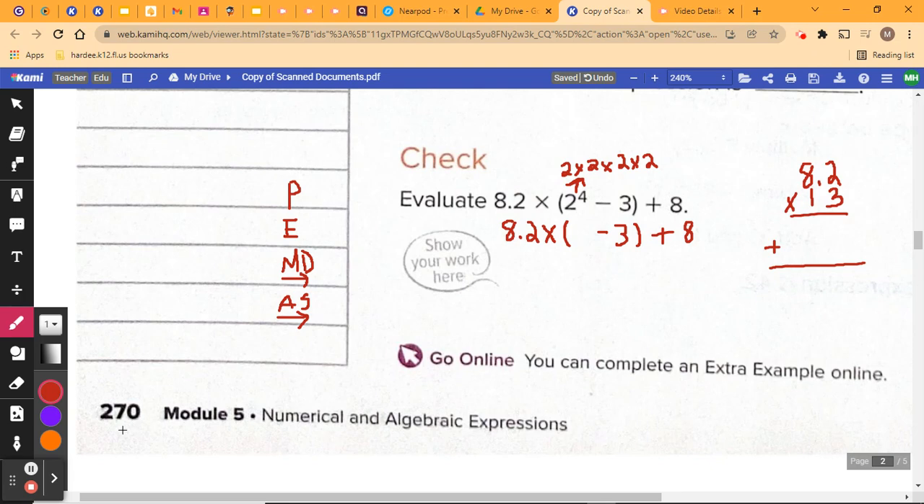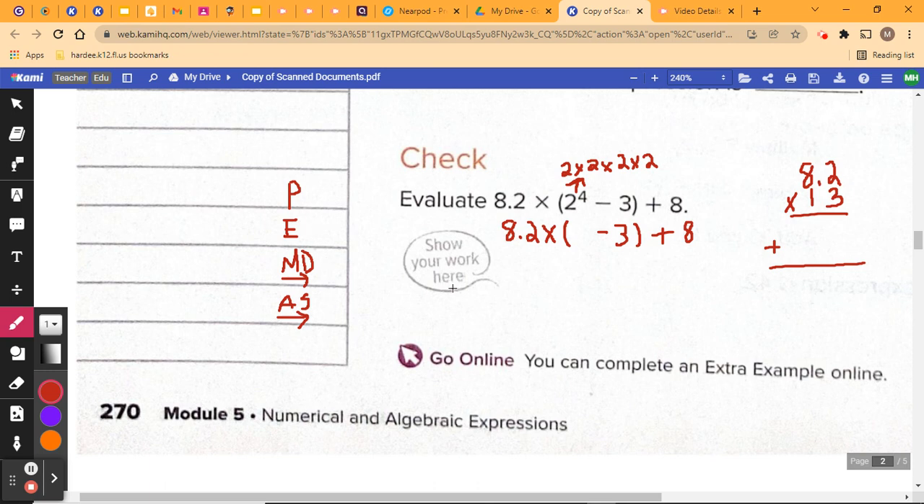Okay, so the check at the bottom of page 270. So copy down these steps again. We have to follow these steps every time we solve numerical expressions. So expressions don't have equal signs. They have numbers and symbols like multiplication, subtraction, addition.